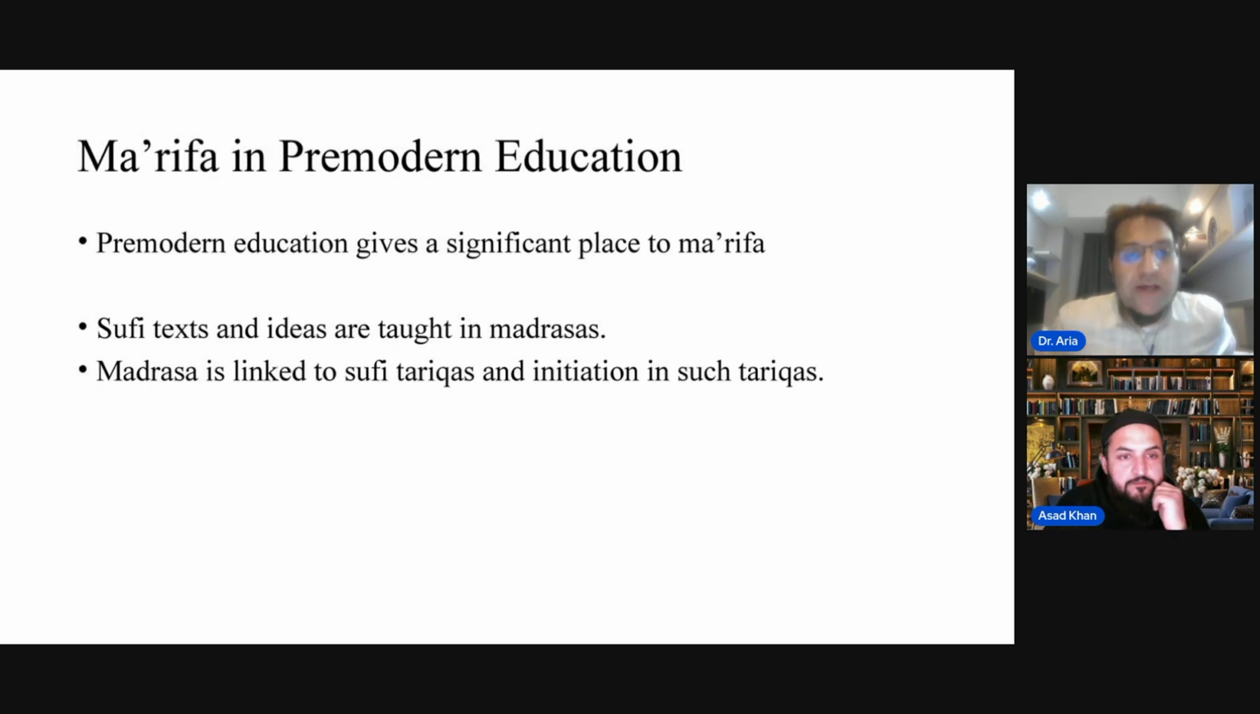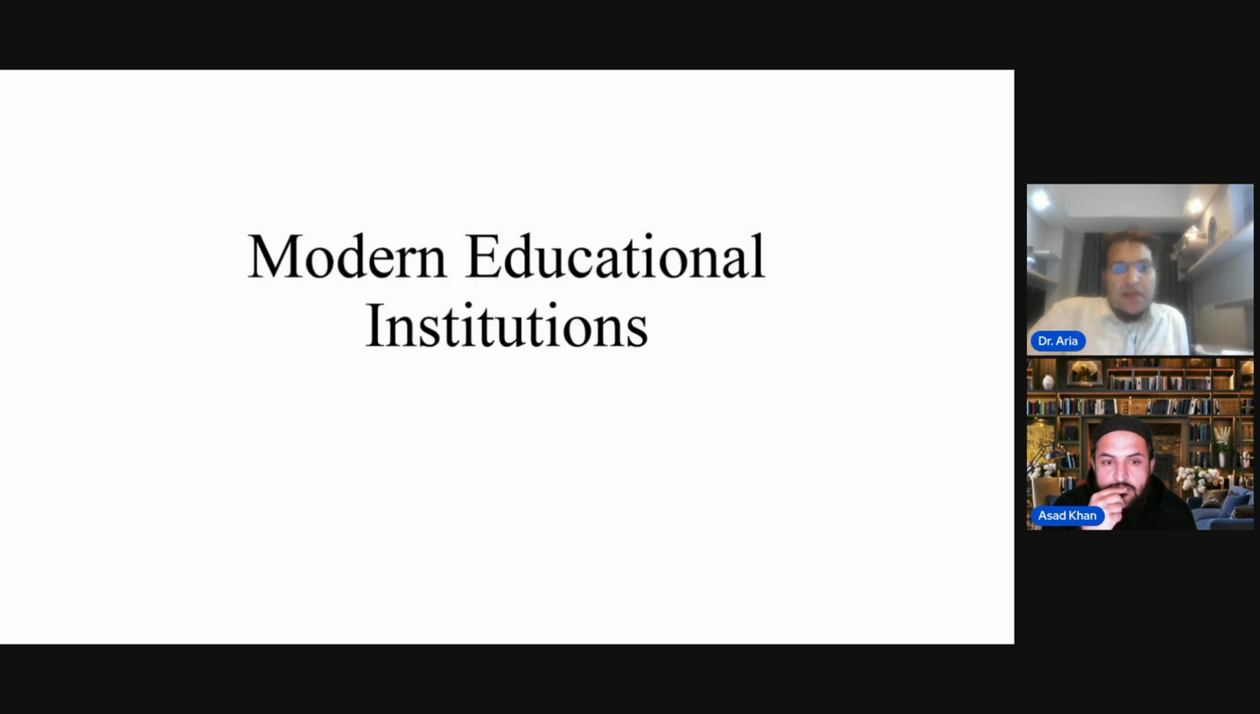You also have ma'rifa in pre-modern education in the sense that you have Sufi texts and ideas. These are taught in the madrasas, and historically the madrasa is linked to a Sufi tariqa and an initiation in such a tariqa. So this is a key part of the way that the madrasa is organized. Many of the scholars teaching are also members of the Sufi tariqa. The madrasa itself will be located next to different zawiyas or khanaqahs that teach Sufism, that are places where there is Sufi training going on. So this is why there is this link between the madrasa and the tariqa.